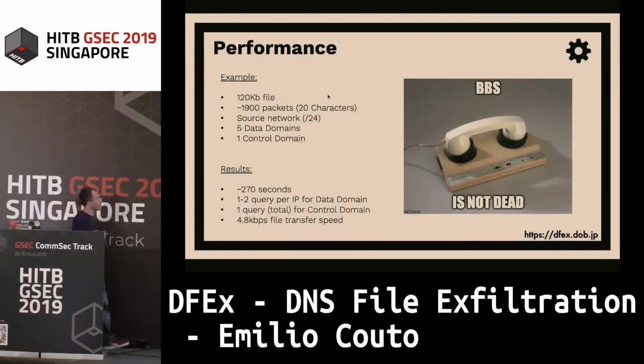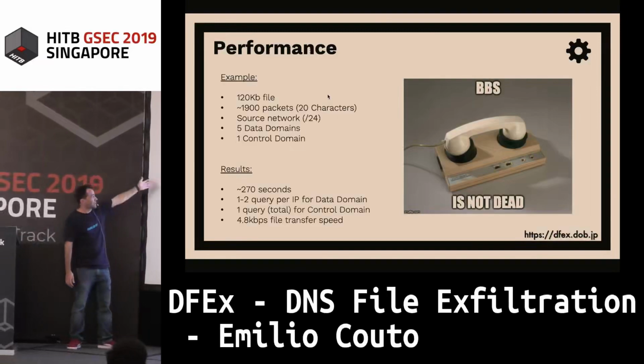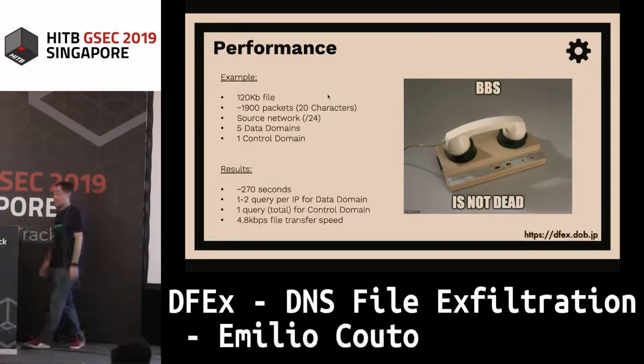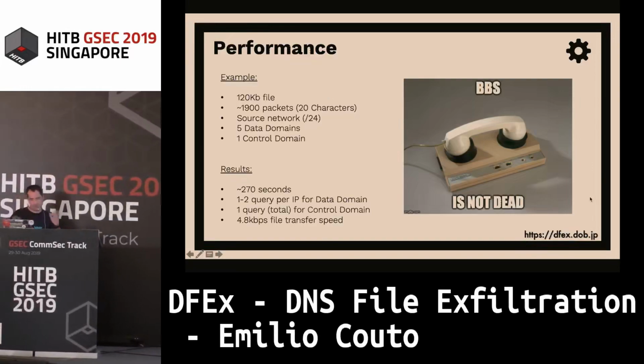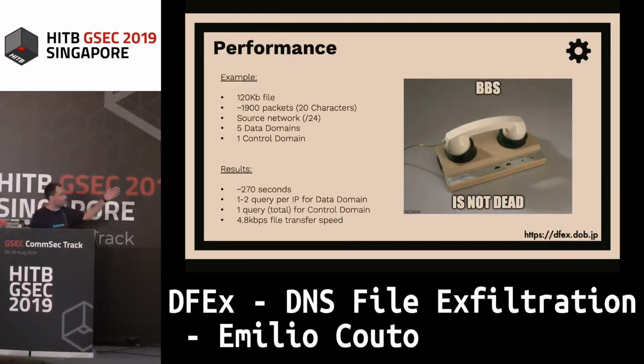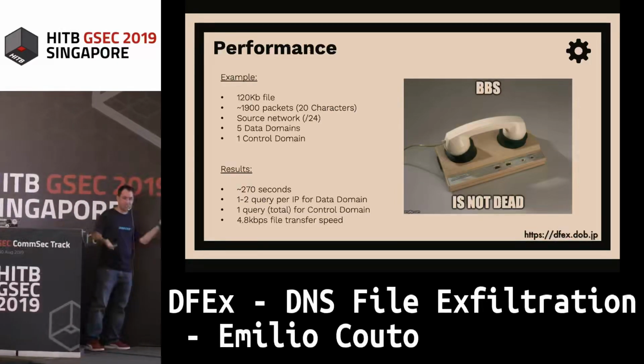Right. So this was 120K. It was almost 2,000 packets. And I was using 20 characters, right? I could use 30, but it became a bit more suspicious, maybe too long. So of course, the more characters you use, the more speed you get, but also the more suspicious you get. So you need to balance the equation there.